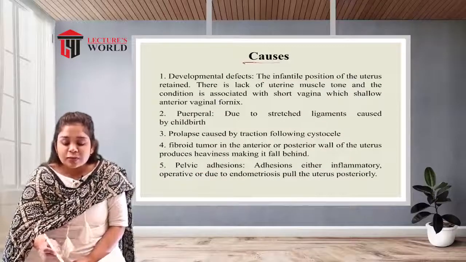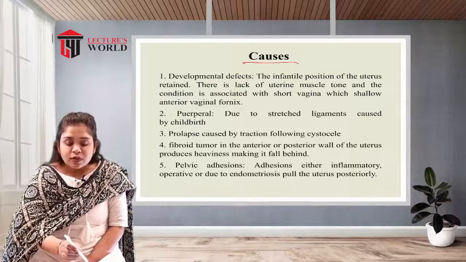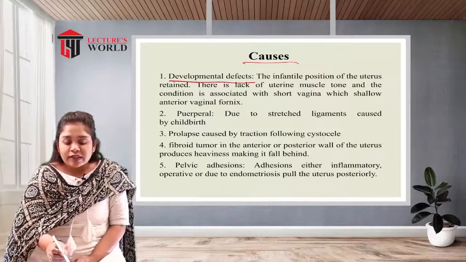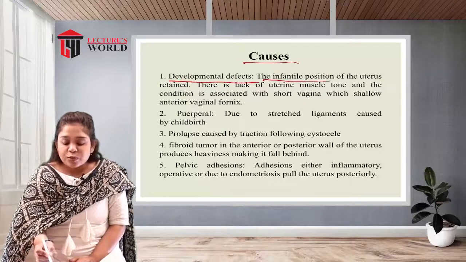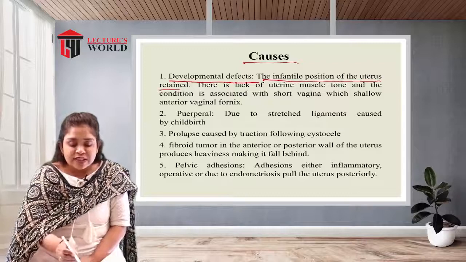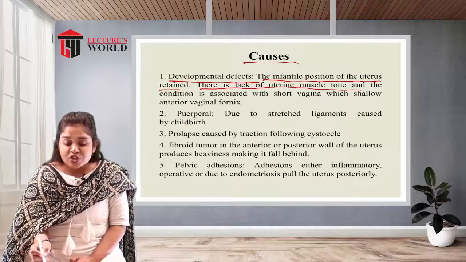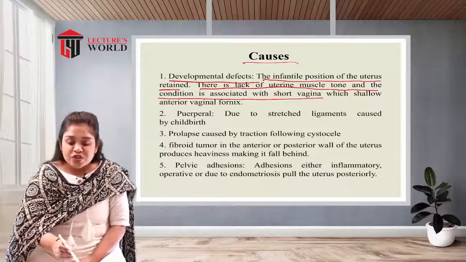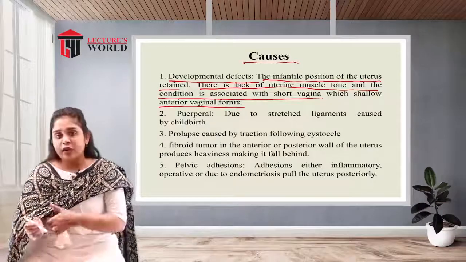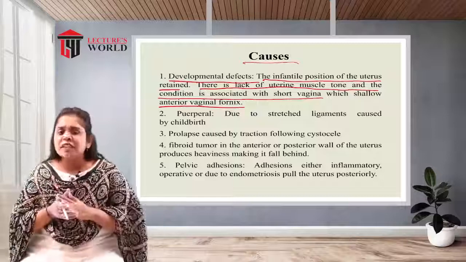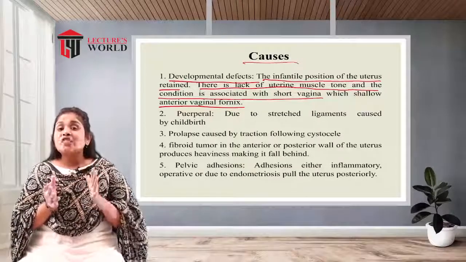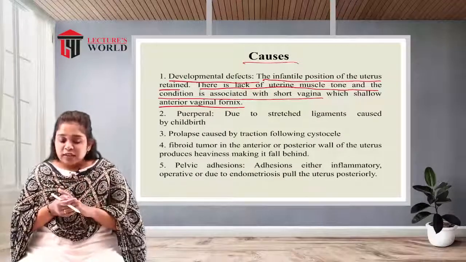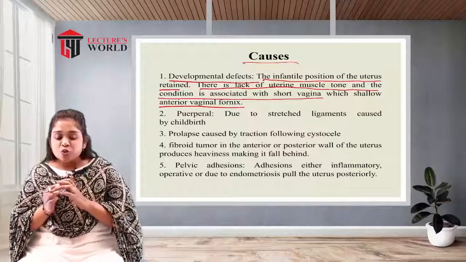Now we will be talking about the causes. First of all, developmental defect. The infantile position of the uterus is retained. There is a lack of uterine muscle tone, and the condition is associated with a short vagina, which shallows the anterior vaginal fornix. So we can say why this condition will happen: developmental defect. In that, it has been written, there is a lack of uterine muscle tone.